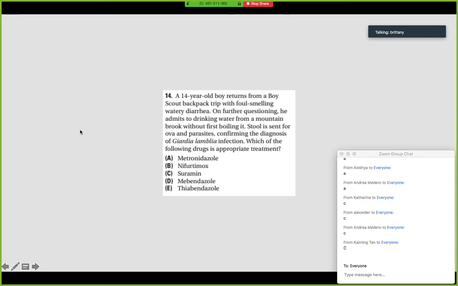Okay, so this came out of BRS. A 14-year-old boy returns from a Boy Scout backpack trip with foul-smelling, watery diarrhea. On further questioning, he admits to drinking water from a mountain brook. Stool sent for ova and parasites, confirming Giardia. Okay, so like I told you, Giardia is the one you're most likely to see when being asked about this drug. So which drug was that?